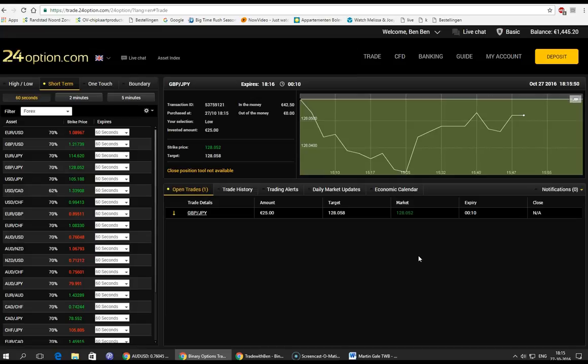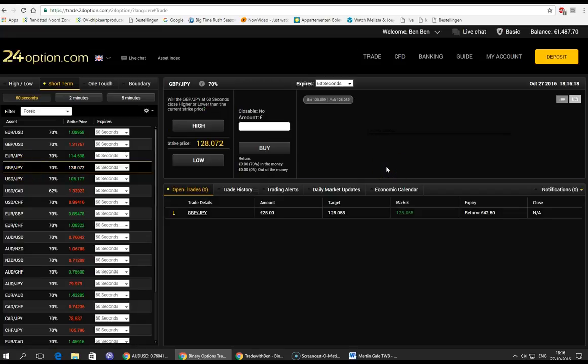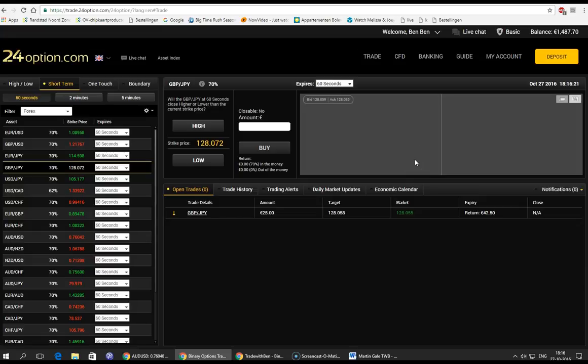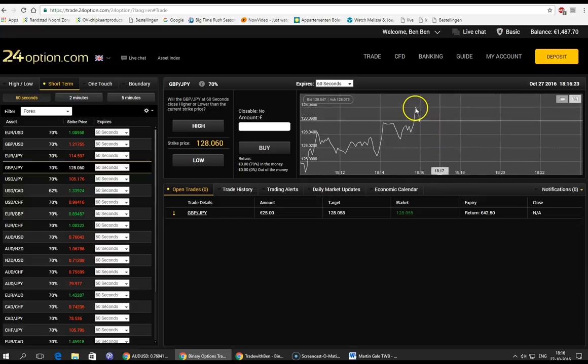So 12 seconds left, 8 seconds. Let's cross fingers for this one. So we won it. Yeah, so we won that trade. We are very lucky, because if you look at it right now, it already went up again. So if we would have waited 1 more second, we would have really lost that trade. So thank God we won it.